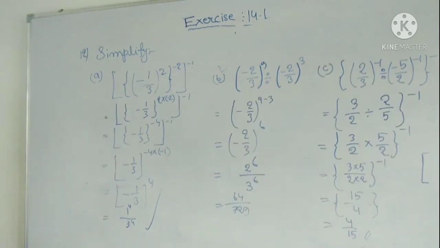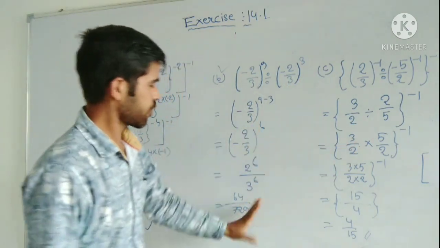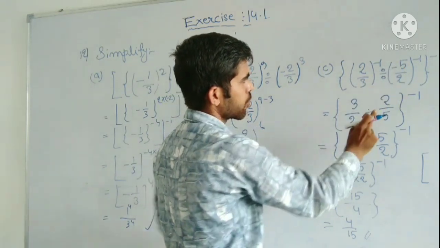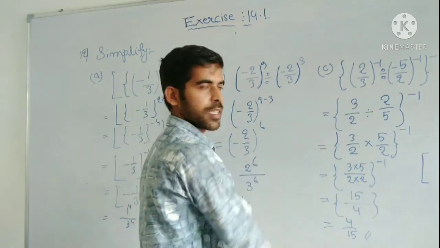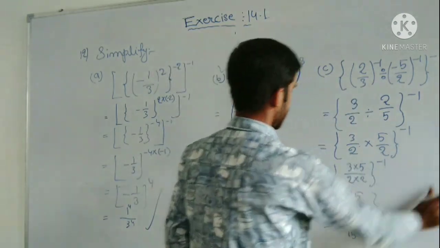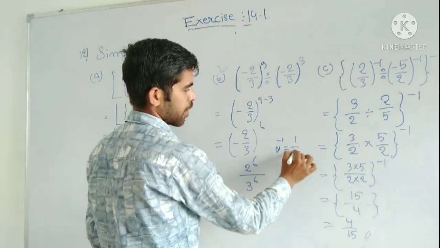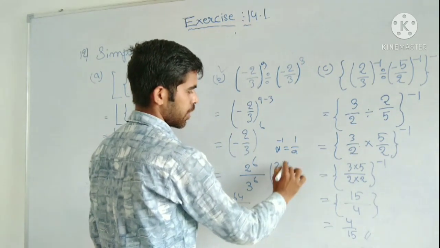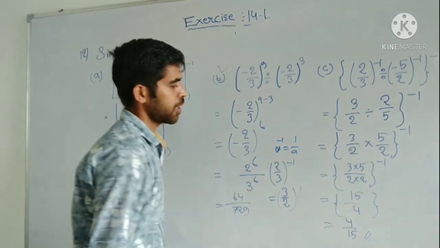Now see, question number B and C are done for you. Here this one is the same, and now there you see they are 2 by 3 and minus 5 by 2. So here inversely I have written 3 by 2. Why? Because you can write, suppose A to the minus 1, then you can write 1 by A. Suppose 2 by 3 has minus 1 written, so you can write 3 by 2, and it will be plus. These things are used there.